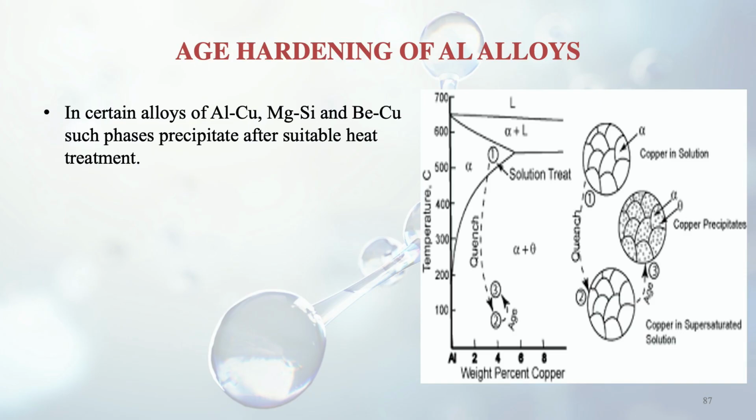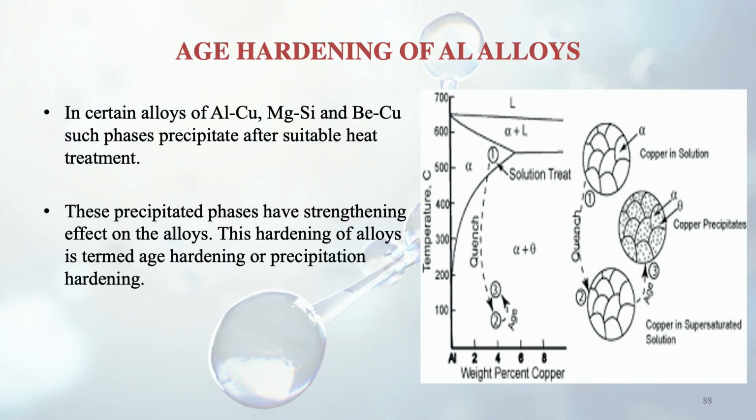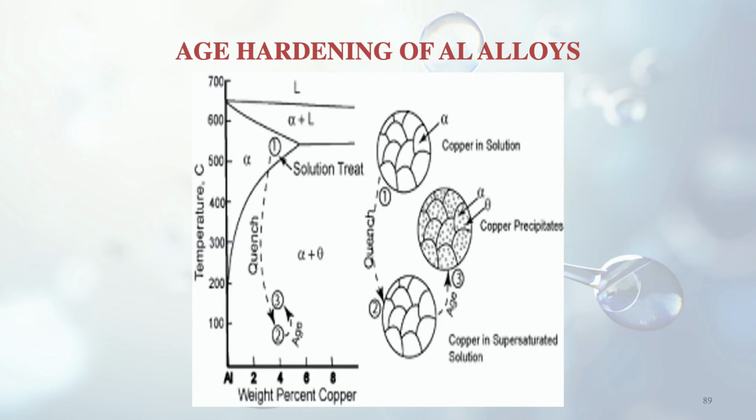In certain alloys of aluminium, copper, magnesium silicide and beryllium copper, such phases precipitate after suitable heat treatment. So we have to do a certain kind of heat treatment if we have to precipitate these phases. These precipitated phases have a strengthening effect on the alloys. So this precipitate which is formed will give more strength to the alloys, and this kind of hardening of alloys is known as age hardening, or also known as precipitation hardening. So here is the process of the age hardening. It is given here in the figure. So here we discuss the age hardening process.